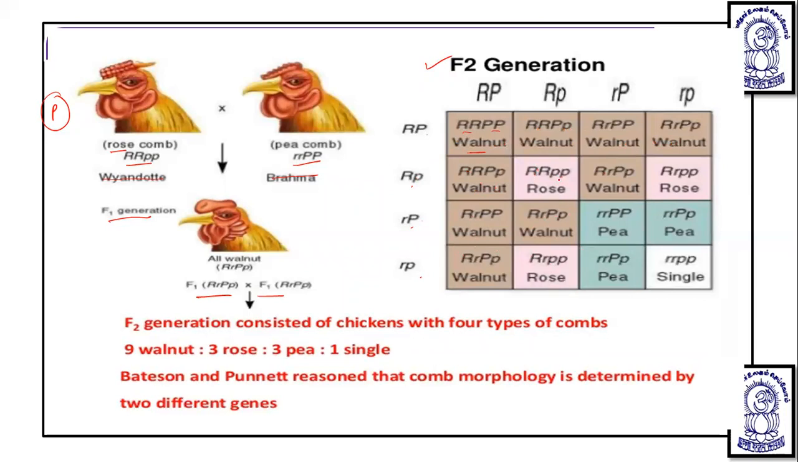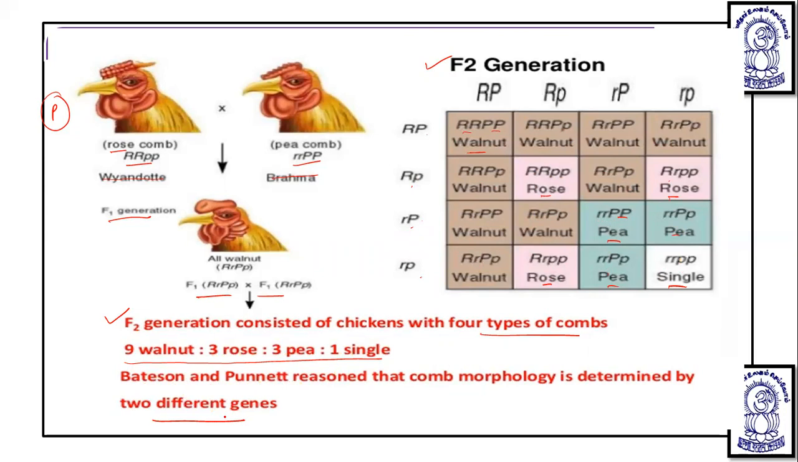But when R is dominant and P is recessive, it produces rose. When R is recessive and P is dominant, it produces pea. And when all are recessive, it produces single. So the F2 generation consisted of chickens with four types of comb, in a 9:3:3:1 ratio. 9 are walnut, 3 are rose, 3 are pea, and 1 is single. Walnut shows the collaboration. So Bateson and Punnett reasoned that comb morphology is determined by two different genes. So this is how you can see it.